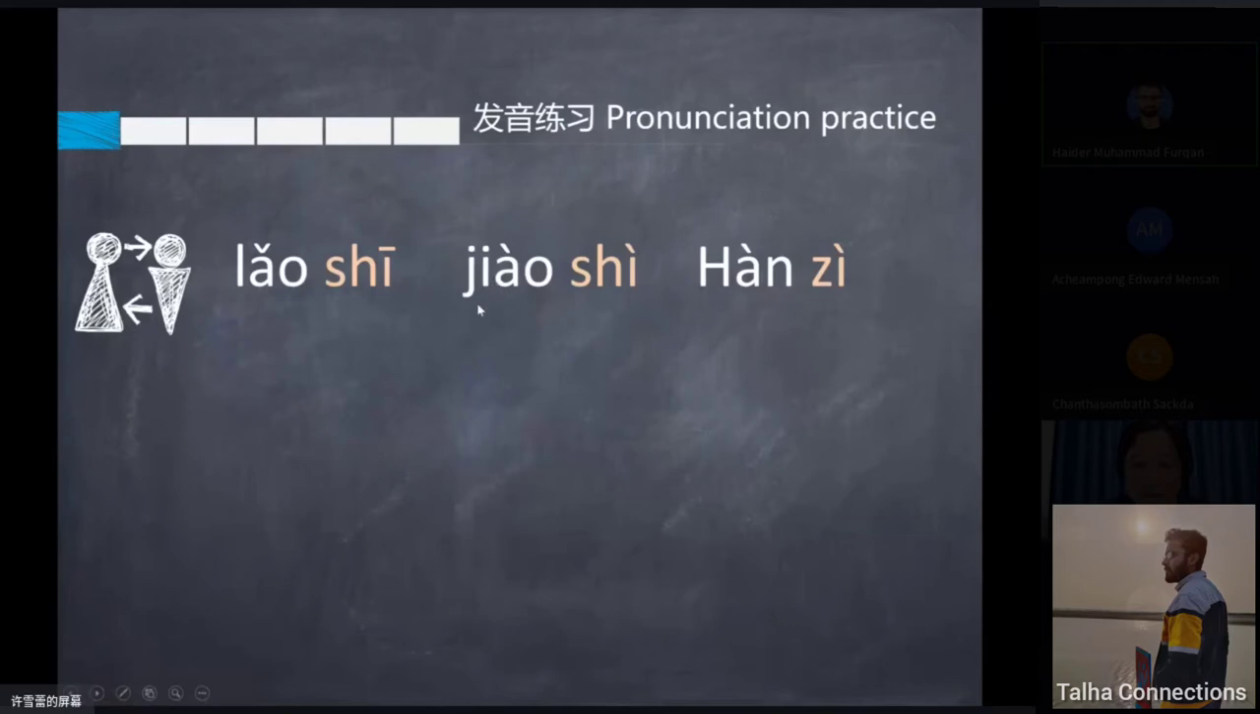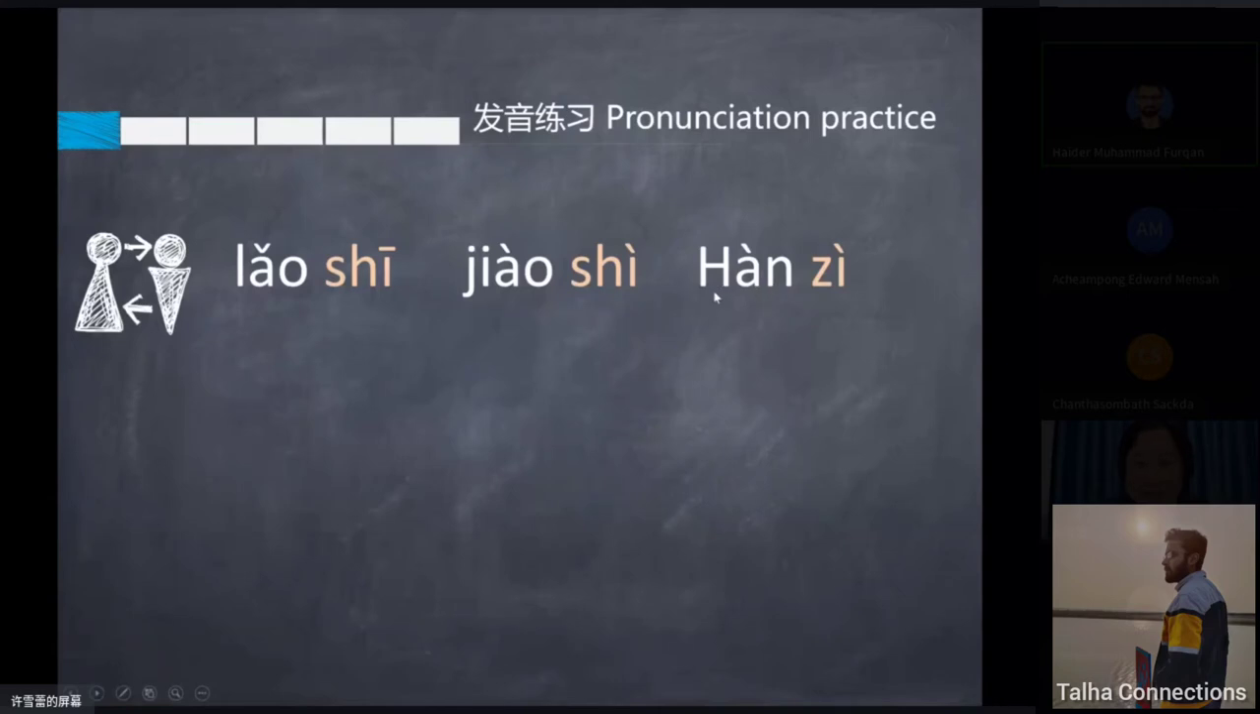Now let's try the next word. J, i, ao, jiao. Jiao, shi. Jiao shi. Jiao shi is classroom. Jiao shi.